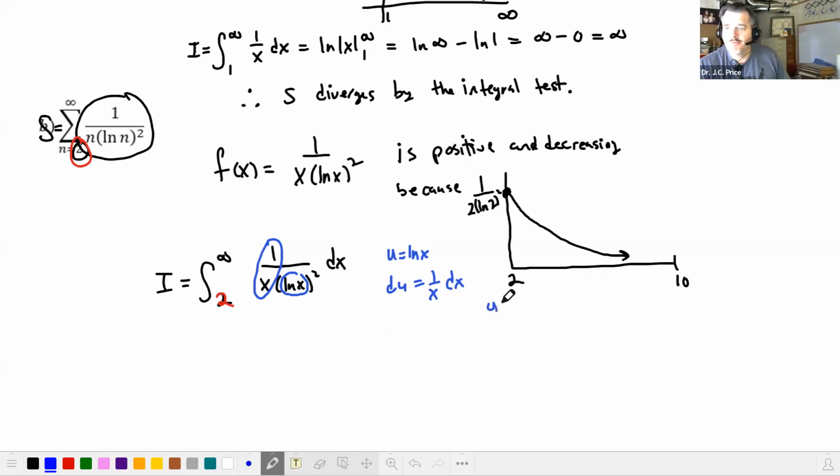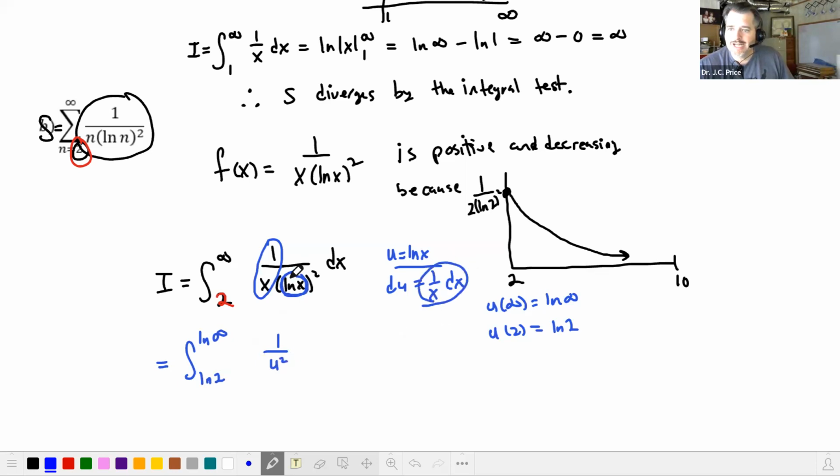So u of infinity is equal to ln of infinity. Again, we're not going to do any math. I know ln of infinity is infinity, but we're going to wait until the very end to do the math. Then u of 2 is equal to ln of 2, just plugging into the u function. So this will be equal to the integral from ln of 2 to ln of infinity of 1 over u squared, since this is our u, and then this 1 over x dx is just going to be my du.